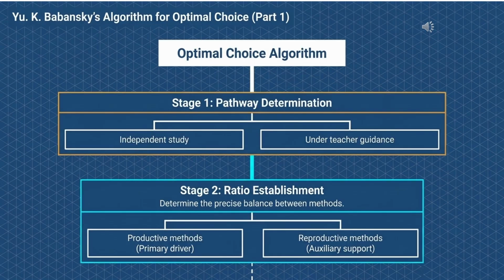The first part of Babanski's algorithm, shown on page 12, concerns the optimal choice of methods. The first stage is pathway determination, whether learning should proceed through independent study or under teacher guidance. The second stage is ratio establishment, that is, determining the balance between productive methods as the primary driver and reproductive methods as auxiliary support. This is methodologically significant because it rejects one-sided solutions. Effective teaching depends on proportion and appropriateness rather than on exclusive reliance on a single method.